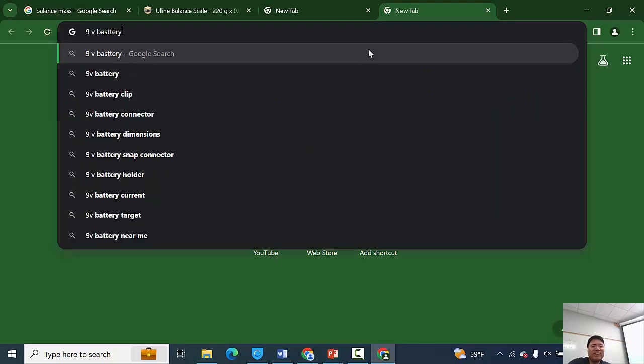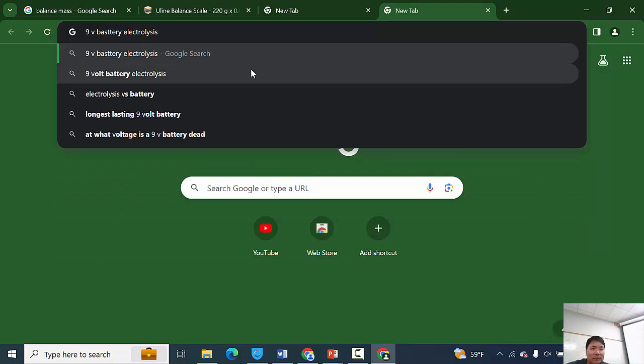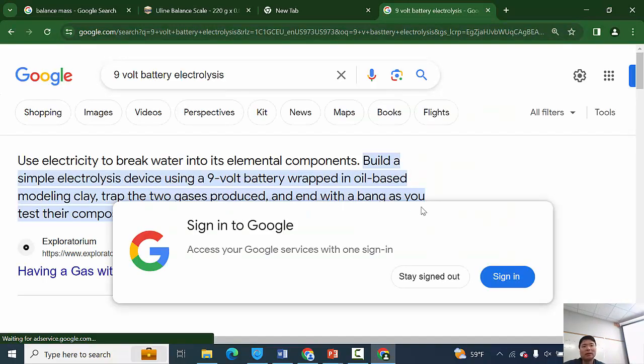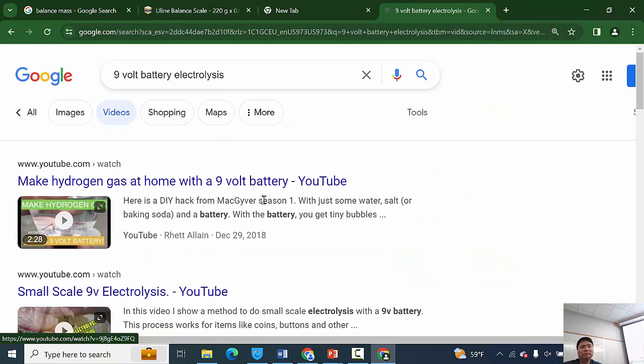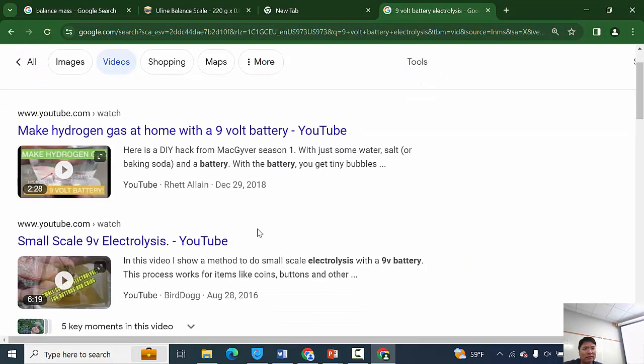If you have a 9-volt battery, okay, well, let's see if it'll do that. Battery electrolysis. Maybe it'll still find it. Yeah, here it is, correctly spelled. Let's find a short video.